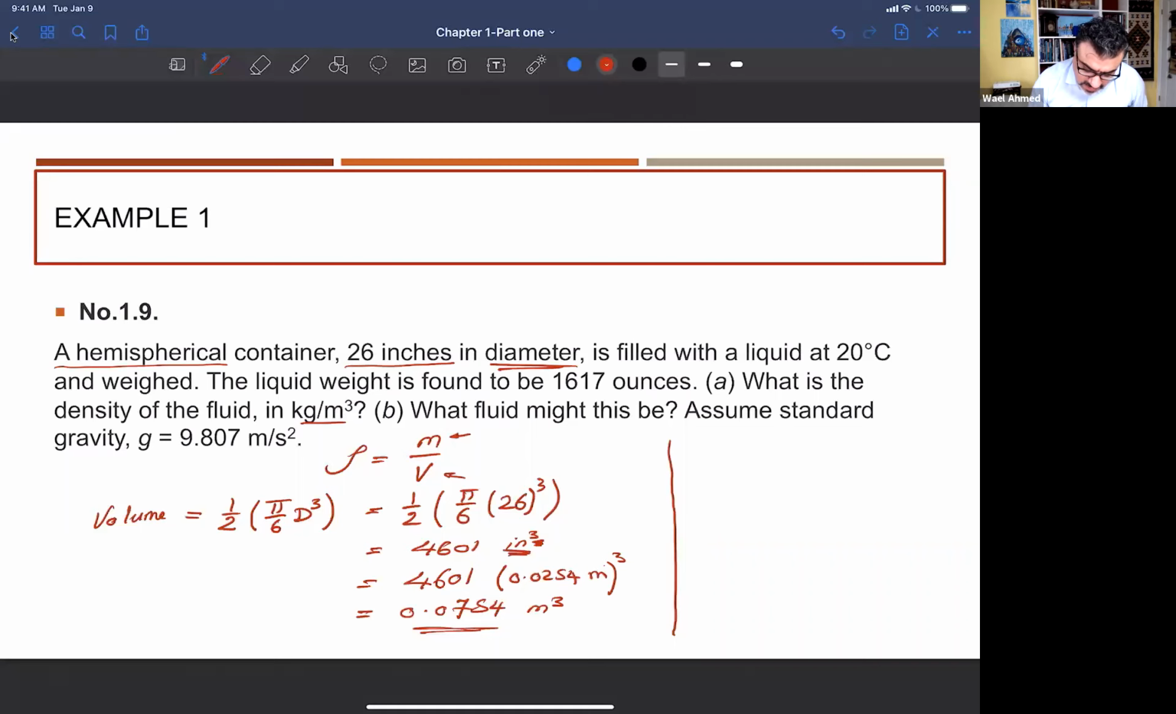If I find also the mass, I can find out the density. So mass is weighed to be 16.17 ounces. If you check the conversion table, it looks like I have to divide by 16 in order to convert it to pound mass. So 16.17 ounces divided by 16 will give you 1.01 pound mass.